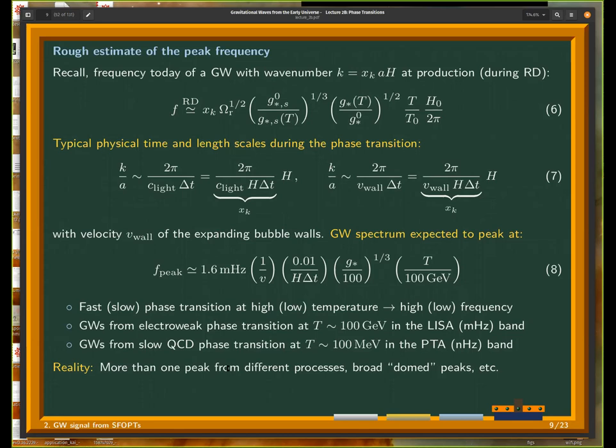All of this can happen, but to obtain this more realistic shape of the spectrum, you have to perform more complicated, more detailed calculations. The state of the art is to perform numerical lattice simulations or to use some very sophisticated analytical models. Here I just want to mention one example, the sound shell model of Mark Hindmarsh, if you should encounter this in the literature, which does a good job of describing the spectral shape of gravitational waves and compares well to the results of numerical lattice simulations.